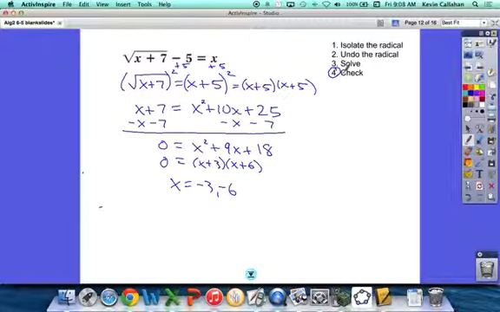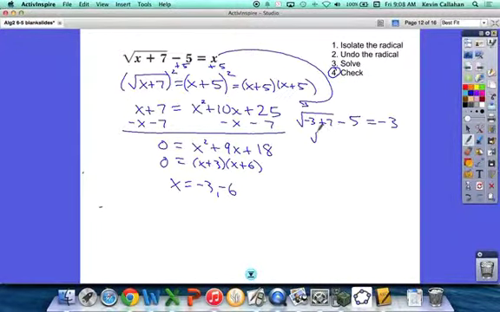So let's try. First, we'll try it with the negative 3. That is going to be the square root of negative 3 plus 7, minus 5 equals negative 3. That's the square root of 4 minus 5 equals negative 3. That's 2 minus 5 equals negative 3. That's true. That checks.